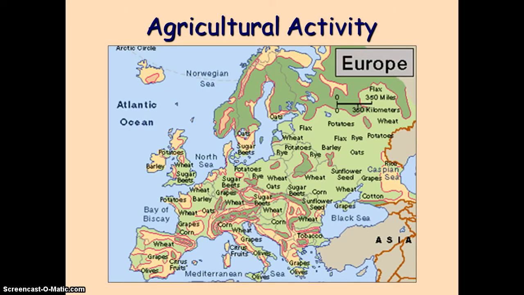Agricultural activity, you're seeing a map that shows you what they grow in each region. So you see a lot of potatoes, a lot of barley, a lot of wheat, a lot of oats. Obviously, Ireland at one point grew a lot of potatoes. We're going to talk a little bit next class about the Irish potato famine and what happened when they ran out of potatoes.